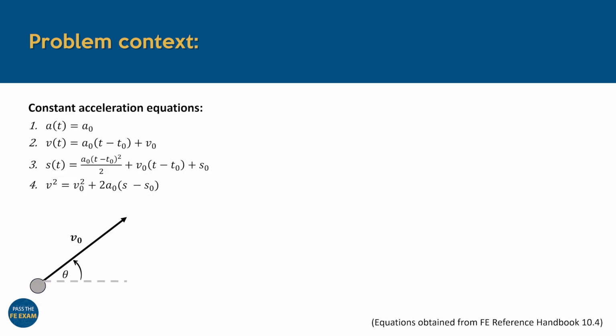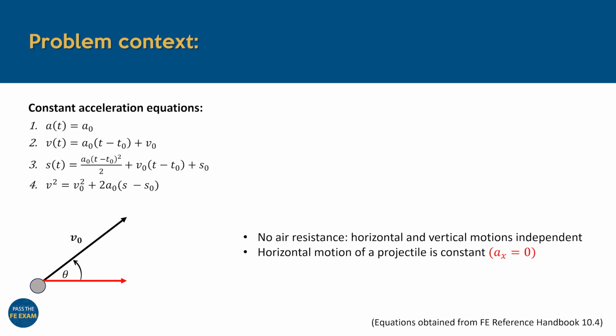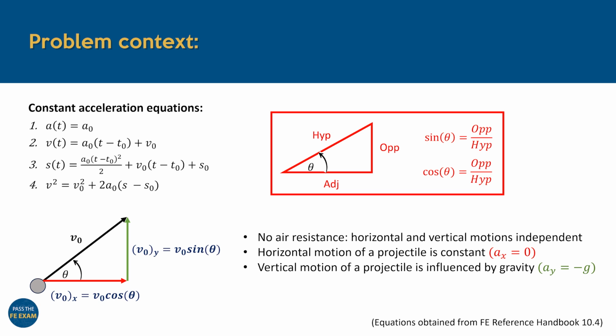object's motion. The equations governing projectile motion are derived from well-established constant acceleration equations. However, when air resistance is negligible, the horizontal and vertical components of a projectile's motion are independent. This allows us to separately analyze the object's motion in two dimensions: one along the horizontal axis, where the velocity remains constant, and the other along the vertical axis, where gravity accelerates the object downward.